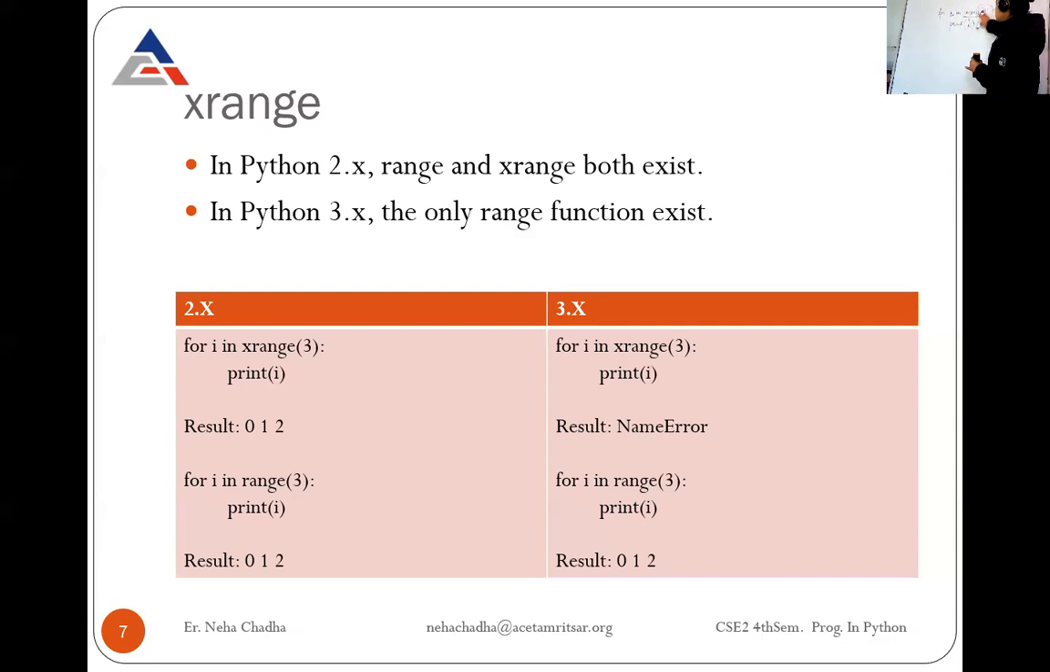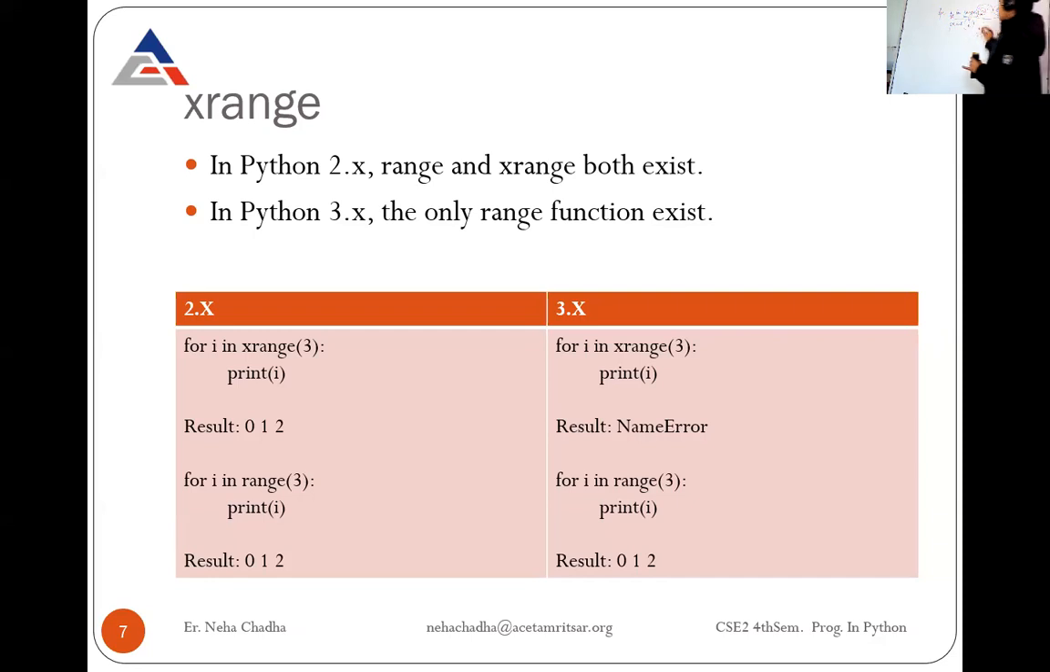As I have told you, for i in range of 5, how many times will it iterate? It will iterate 0, 1, 2, 3, 4. I said print the value of i. Your result will be 0, 1, 2, 3 and 4.